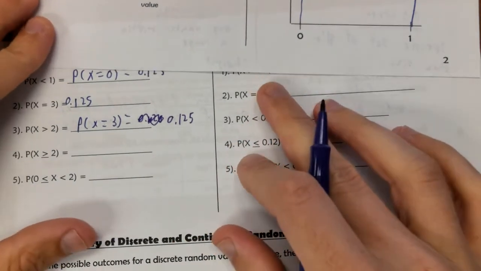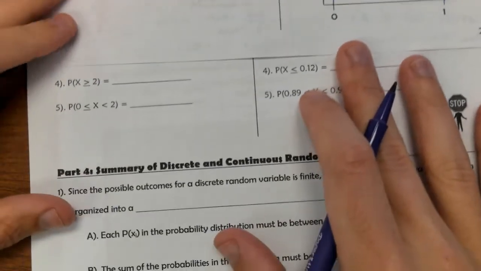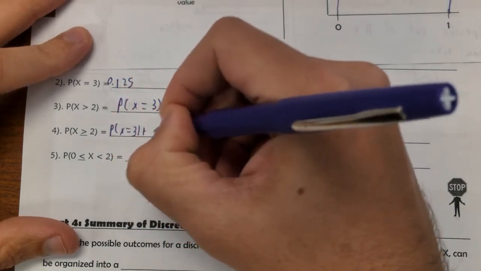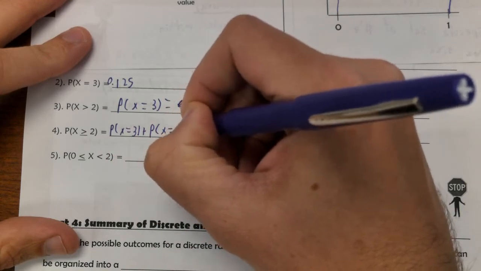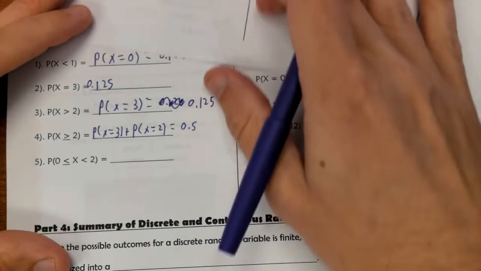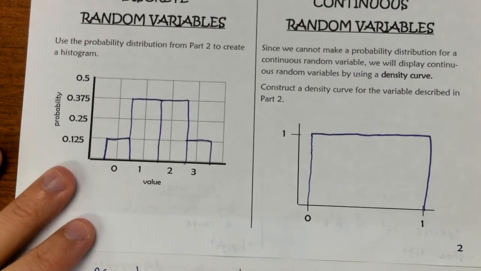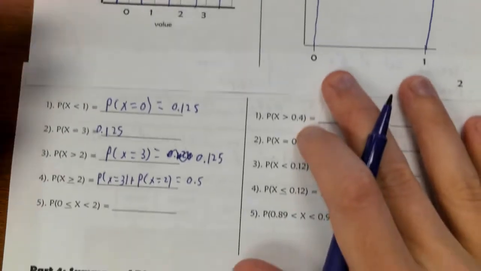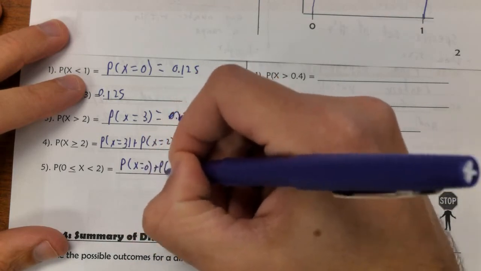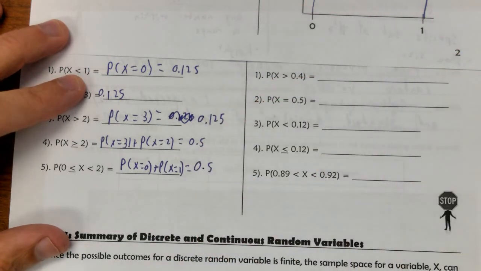What about the probability that x is greater than or equal to 2? Well, how many values do I have that are greater than or equal to 2? Well, I have 2 and I have 3. So that would be the probability that x equals 3 plus the probability that x equals 2, which is 50%. And the probability that x is between 0 and 2, including 0 and not including 2, well, that's just 0 and 1. So that would be the probability that x equals 0 plus the probability that x equals 1, which would also be 50%.